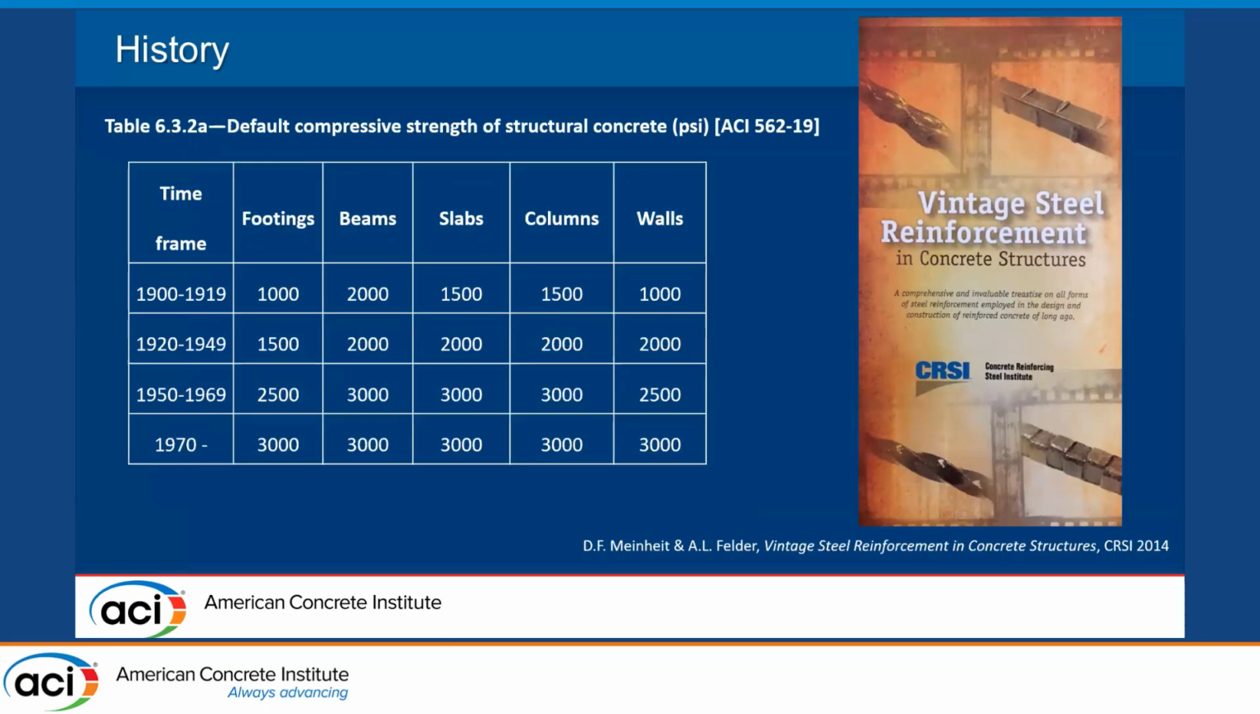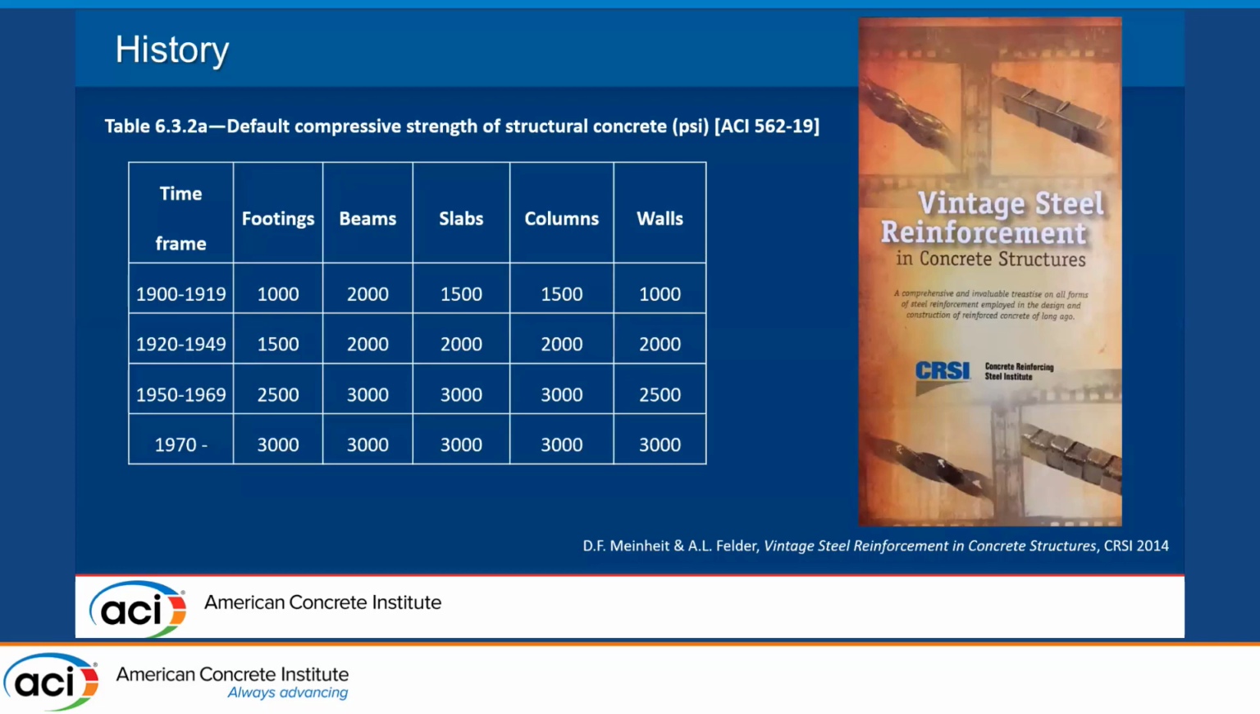In two codes, really in the 562 code, you can find a lot of information developed from other things. First, looking over on your right, an outstanding publication by CRSI, Vintage Steel Reinforcement, gives you information on old Ransome bars, even iron bars, and structural steel dating from 1900. On the left, 562 gives you default compressive strength for structural concrete for various ages.